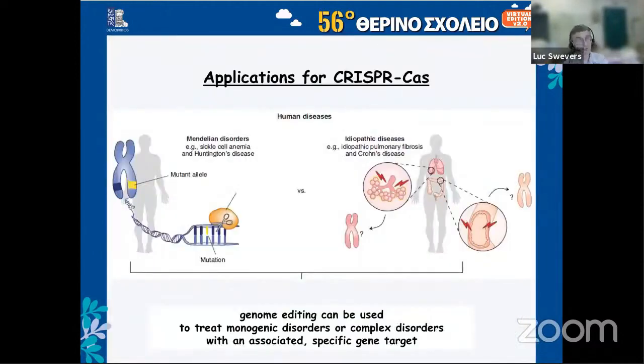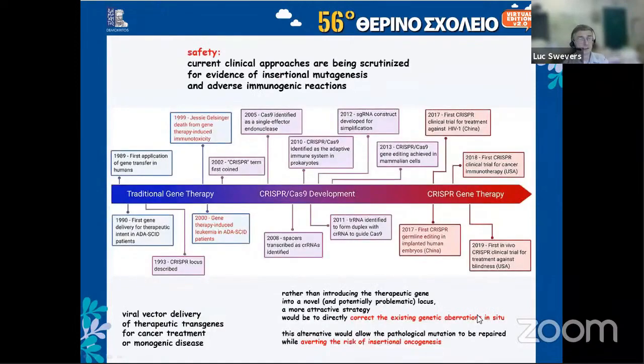Because of the flexibility of the CRISPR-Cas system, it has also entered human medicine for the treatment of Mendelian disorders. It can be used for sickle cell anemia, Huntington's disease, or also certain idiopathic diseases like pulmonary fibrosis and Crohn's disease. In that case, the CRISPR system is used as a gene therapy, and it's on its way to replace the traditional gene therapy.